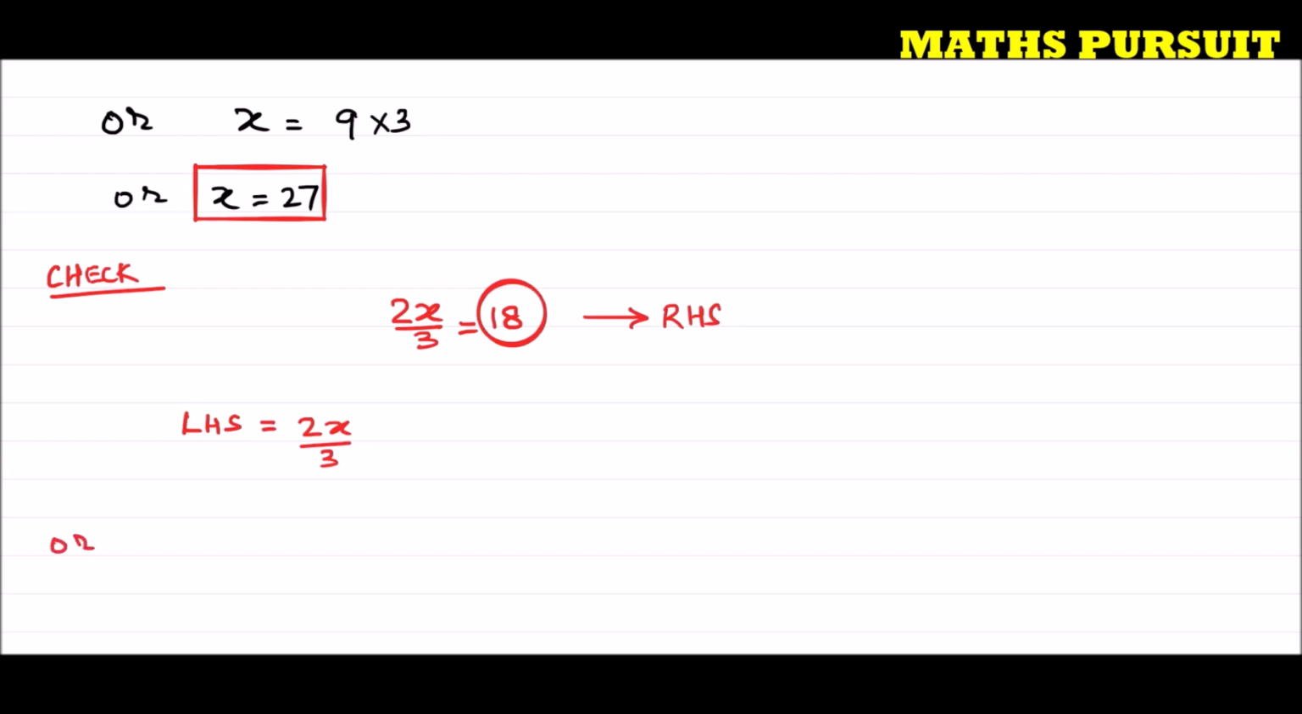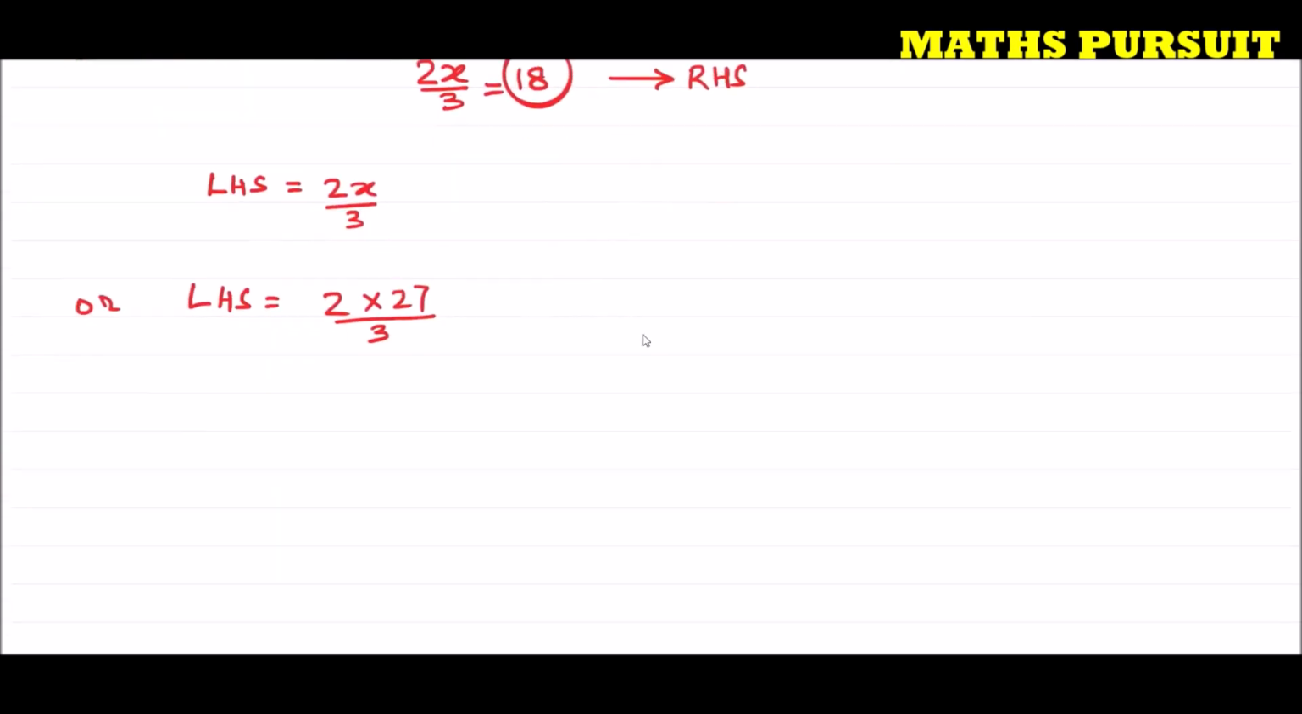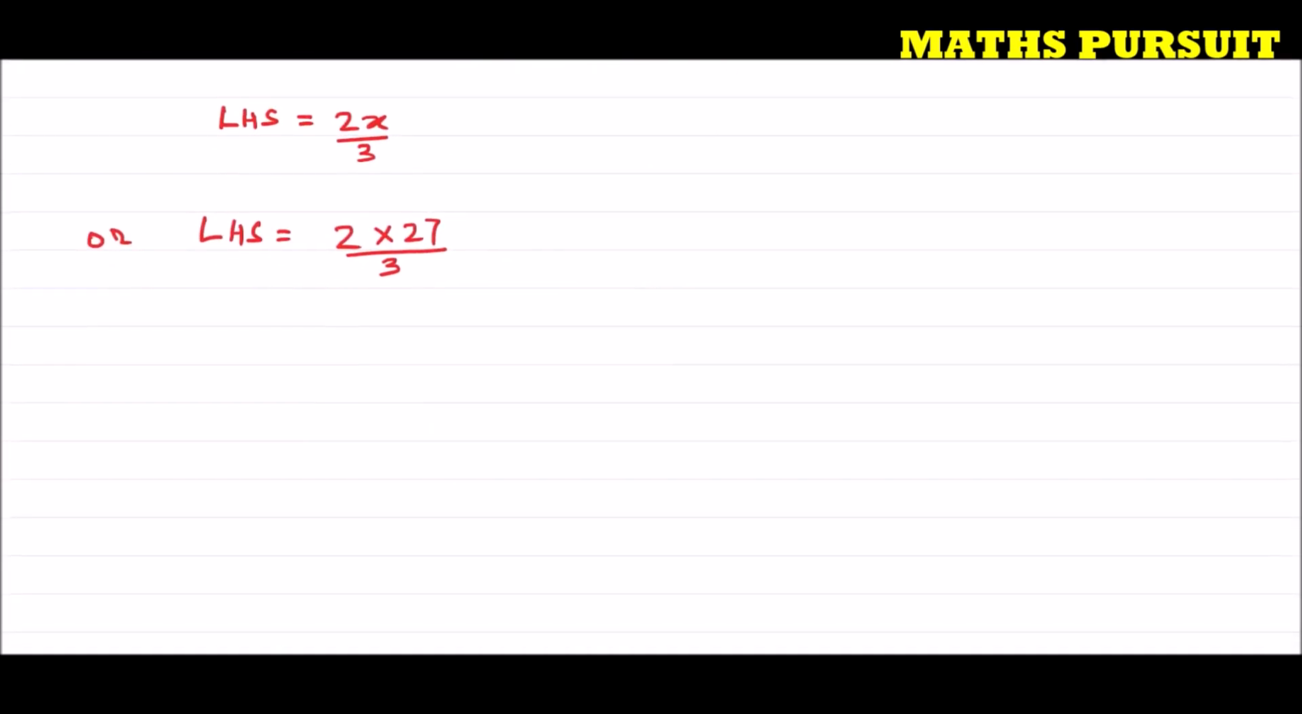Now let us replace this value of x with what we got here. We got x is equal to 27. So let us replace this value of x with 27. So 2 into 27 divided by 3. This is what I did: replacing the value of x with 27 that we got.